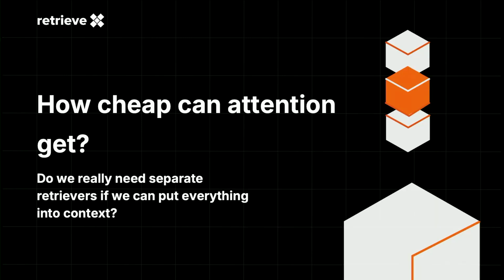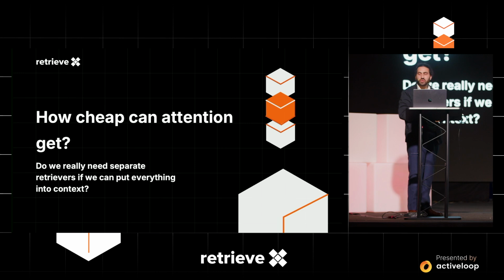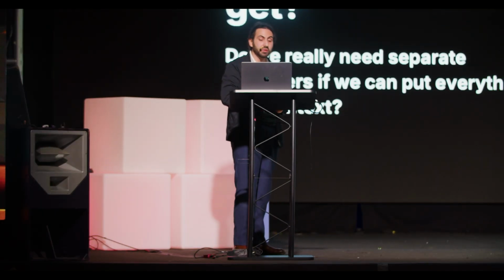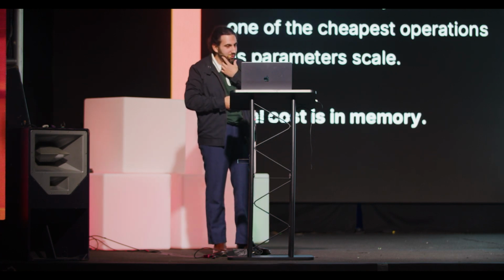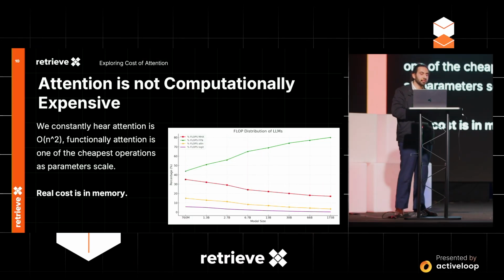Now I'm going to pivot a little bit and talk about this concept that I think has been proliferated probably because of the very early days of transformers, which is that attention is expensive. So the question that I want to ask is, how cheap can attention actually get? And kind of the follow-up after that is, do we really need separate retrievers if we can eventually just put everything into context? So the key thing that I want to say from training these foundation models for a very long time is that attention is actually not computationally expensive.